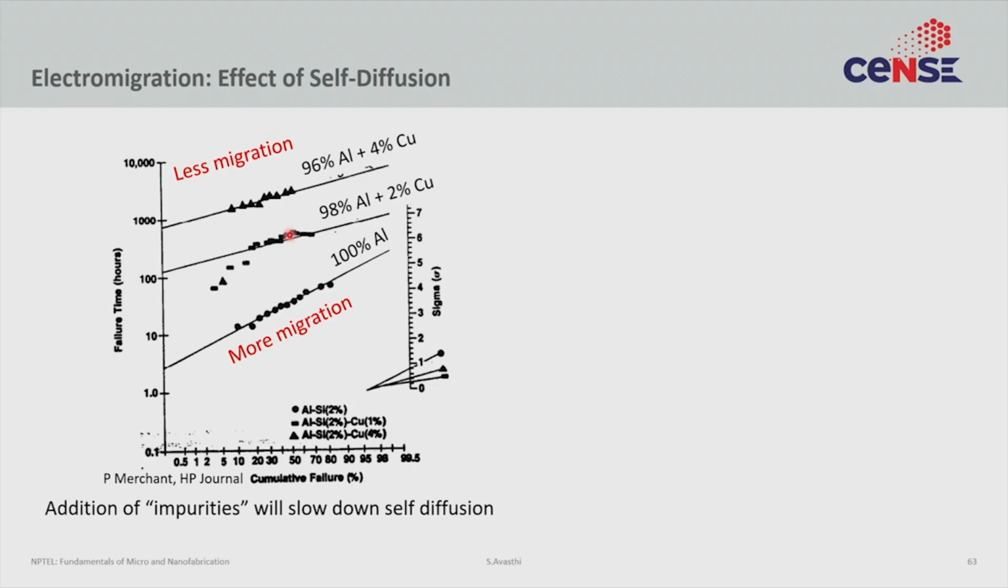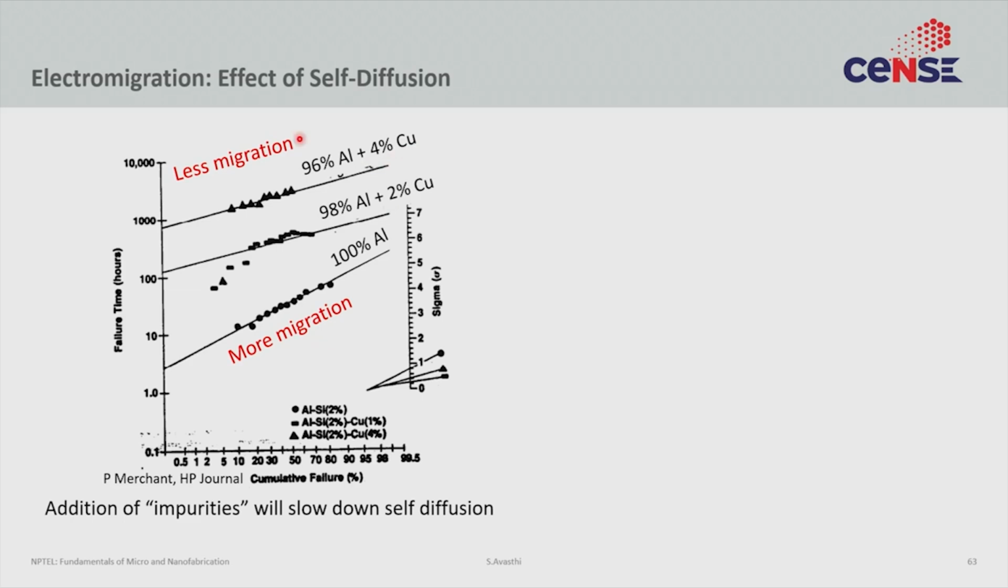So, what they found was with 100% aluminum, you actually had some amount of migration. This is your base case or control case. As you added a little bit of copper, the failure time increased, which basically means the device took longer to fail. So, 50% of the devices took longer to fail. If you add up to 4%, it takes even longer to fail. So, this is more migration, that is less migration.